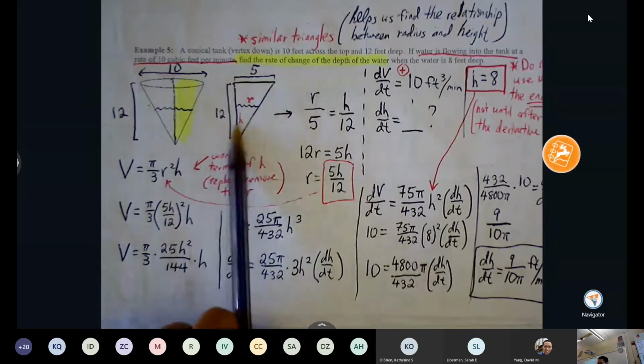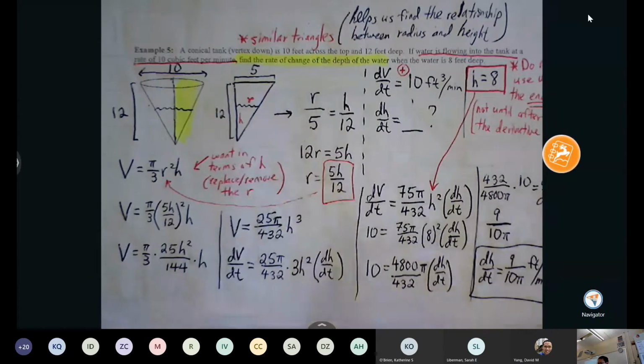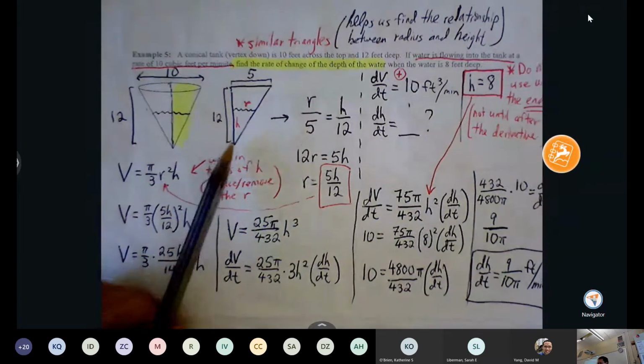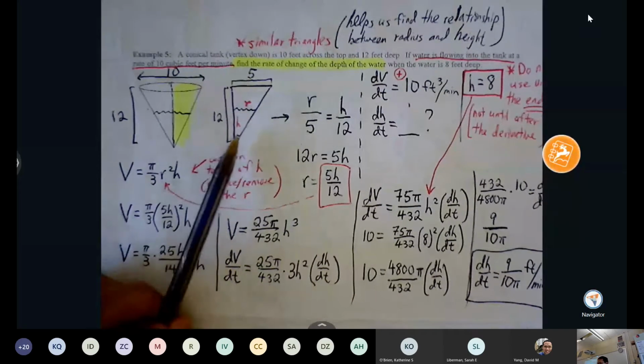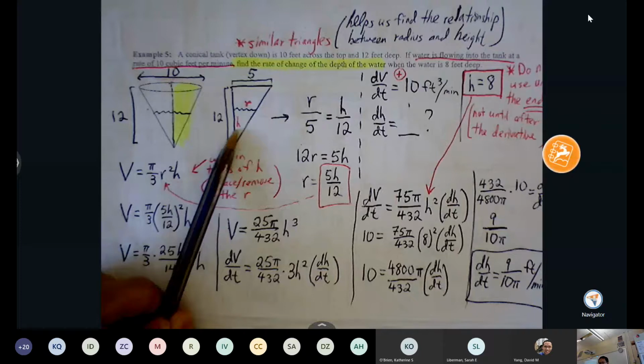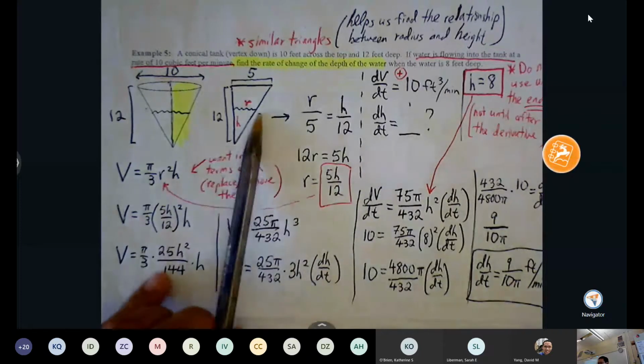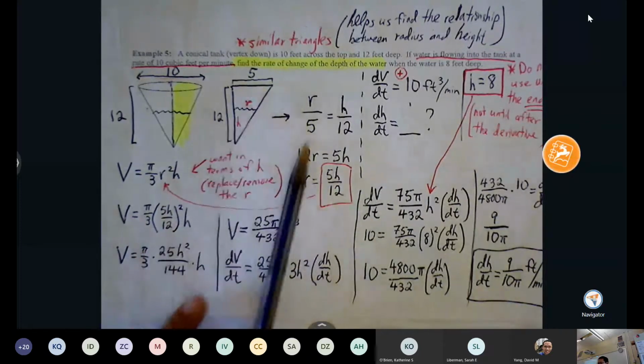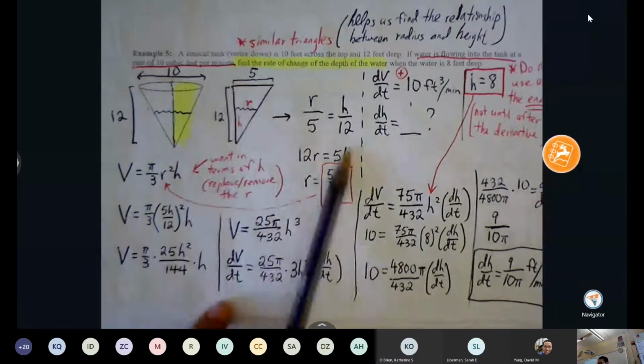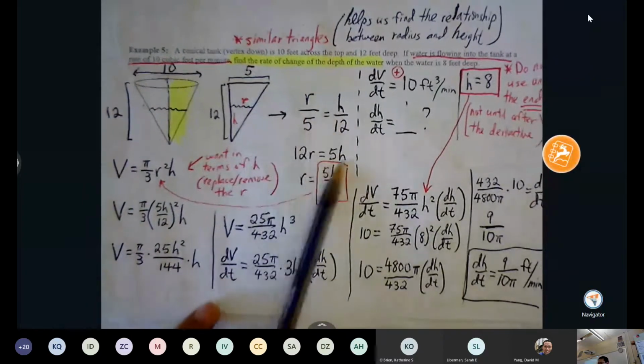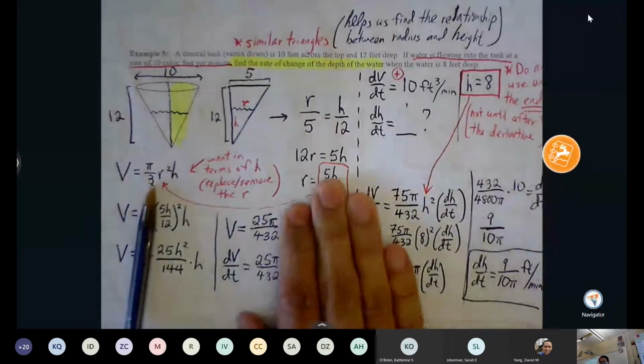But we do know that the water level, the radius and height, are not going to stay the same, right? Water is being poured in. As water is being poured in, you can imagine the amount of water increasing inside the tank. The height is going to be increasing, and the radius is going to be changing. So we leave these as variables. We create our proportion: small radius is to the big radius as the small height is to the big height. Cross multiply, and we get 12r equals 5h.